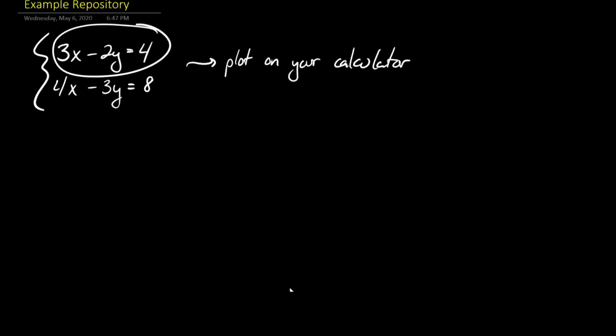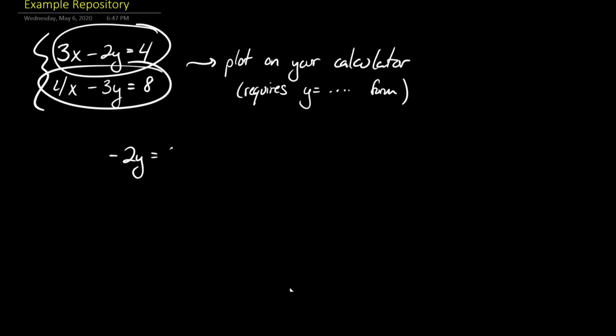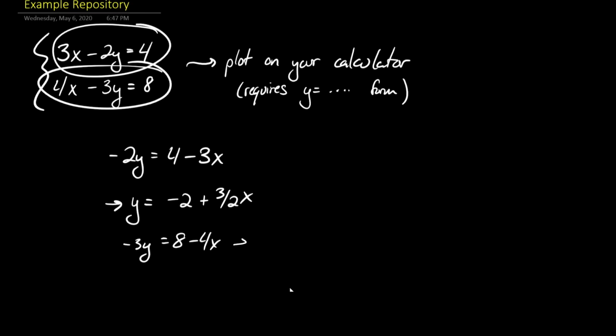So first, that's going to require writing them both in y equals form. So we're still going to need to do the moving around, so we'll move the 3x to the other side of the first one. Divide both sides by -2. Okay, and then do the same thing to the bottom equation. Okay, I tried to do it in my head, which I knew was always a bad idea. Okay, we have 8 minus 4x. Divide both sides by -3.